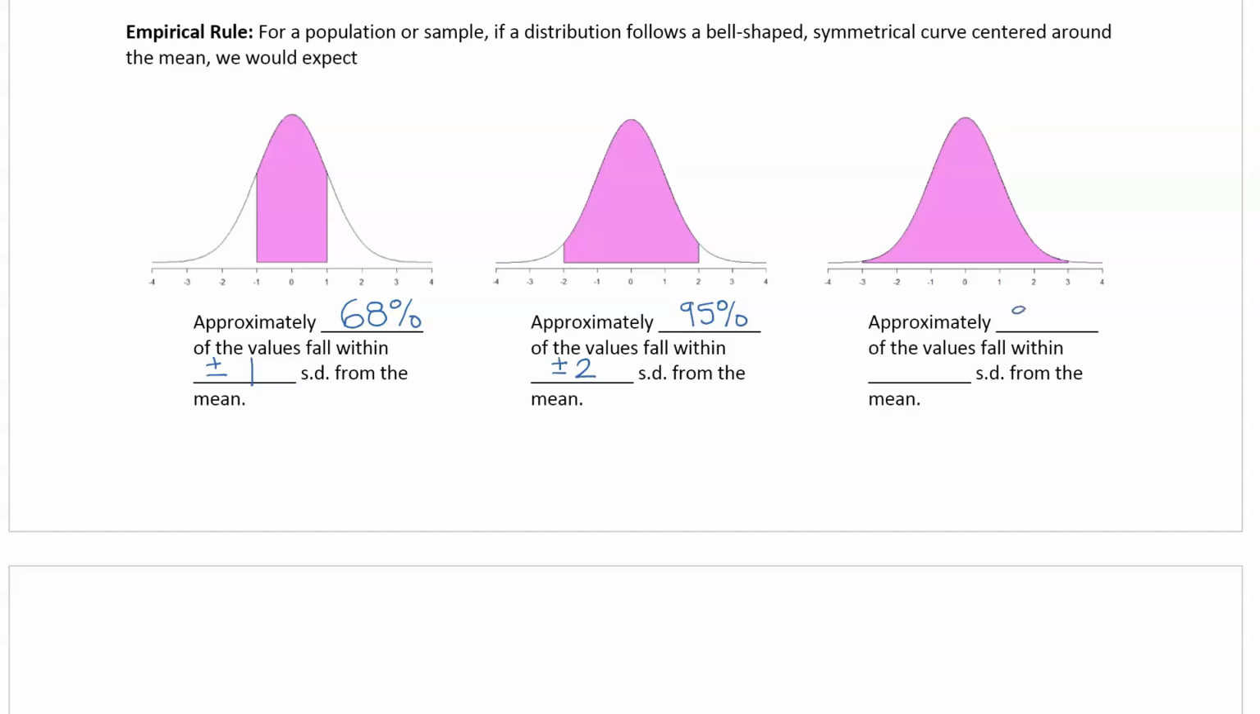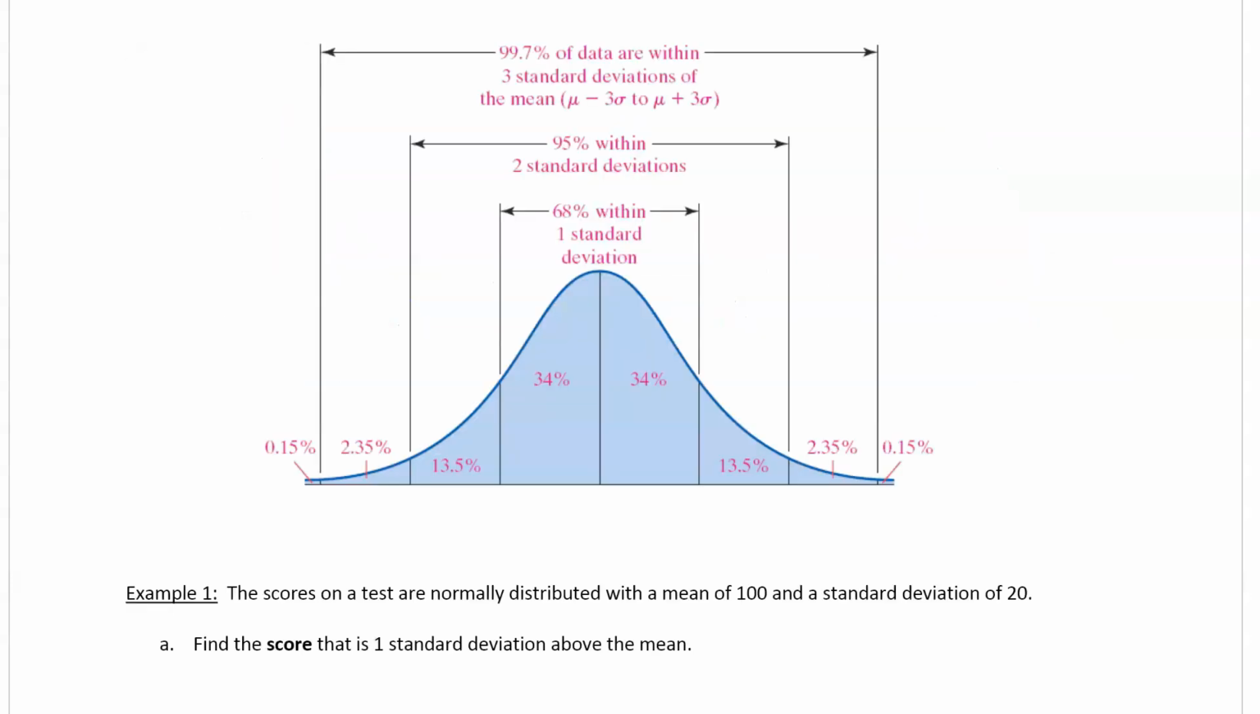Approximately 99.7% of the values will fall within plus or minus 3 standard deviations. This is known as the empirical rule. Knowing this information will help us determine percentages for application problems. The following graphic shows the empirical rule all in one graph with the percentages subdivided.